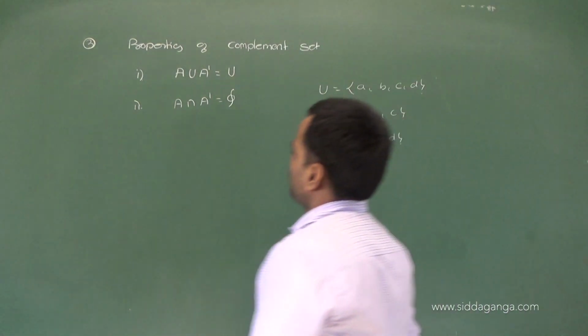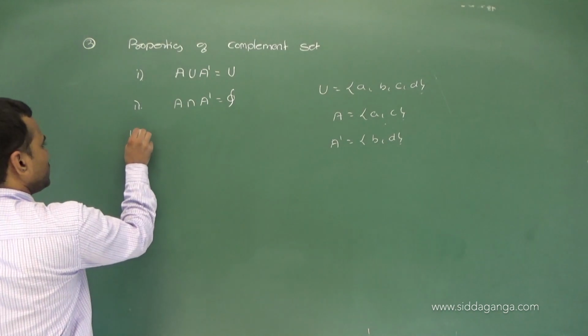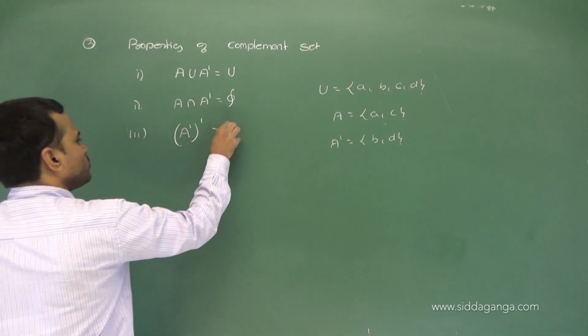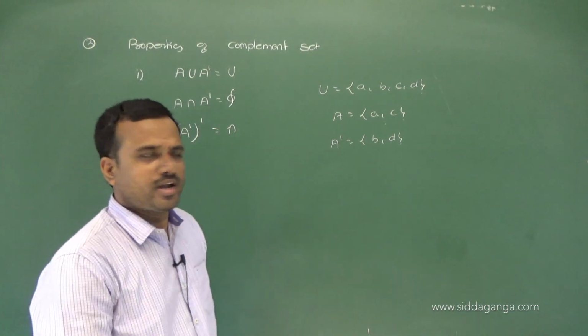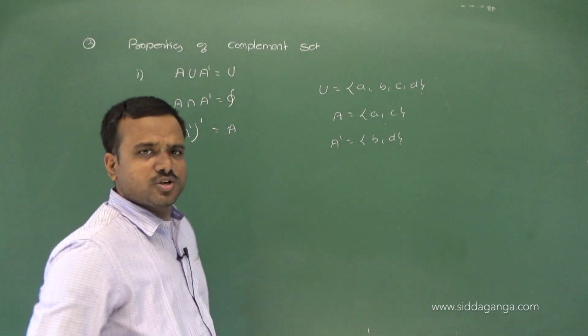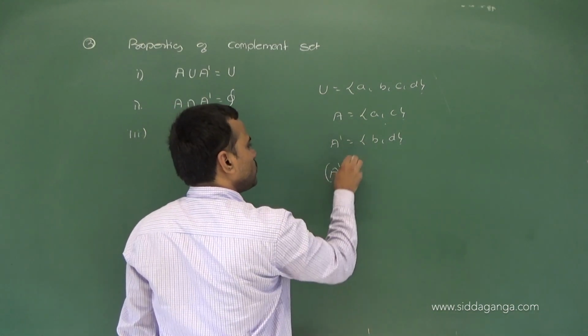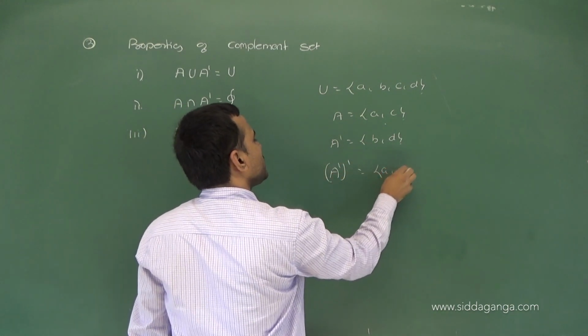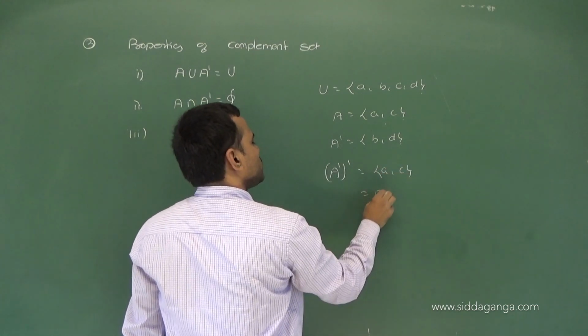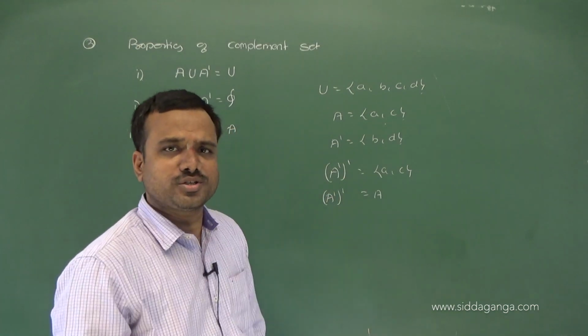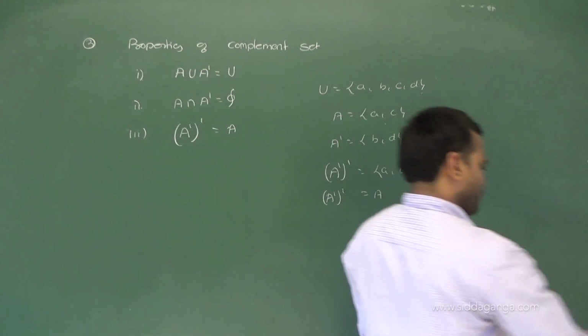Third property: A dash whole dash is equal to A. Observe here, A dash whole dash is nothing but what? {A, C}. So that is equal to A. We will solve in the problem also. A dash whole dash is equal to A.